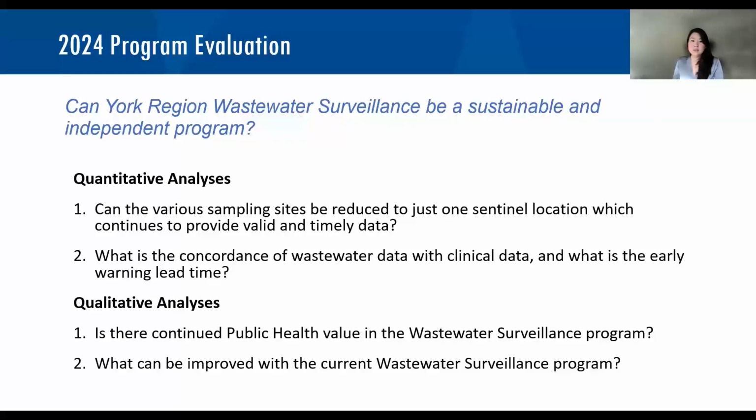Once we had determined that sentinel sampling for York Region was feasible for surveillance, we decided to expand our evaluation plan for qualitative analysis. In that phase, we aim to gain more insights into the attitudes of our own public health staff and leadership towards the perceived value of the program, and also to gain feedback on what could be improved.